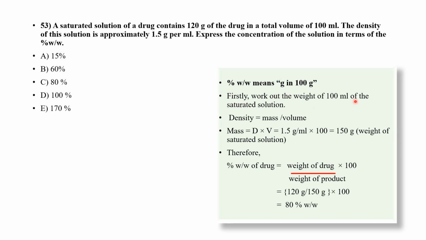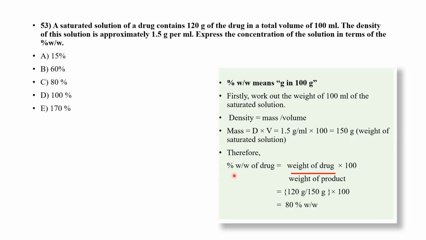So firstly work out the weight of 100 ml of the saturated solution. We know that density is equal to mass by volume. So from this equation we can calculate the mass. Mass will be equal to density into volume. That is density we already know, that is 1.5 gram per ml multiplied by 100. 100 is the volume of the solution. So 1.5 into 100 we will get it as 150 gram, which is the weight of the saturated solution.